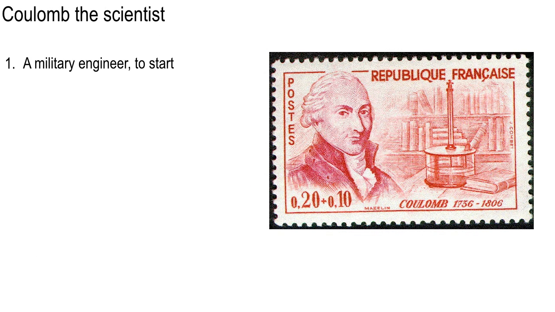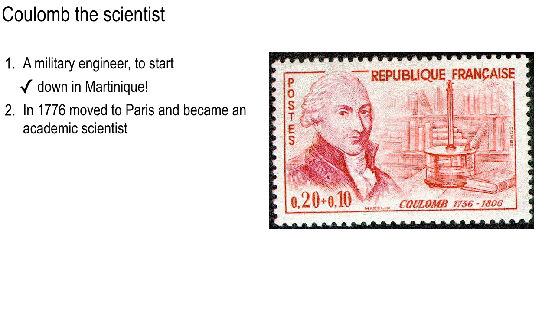Okay, let's talk about the Coulomb interaction. And we'll start by talking about Coulomb himself. He was a military engineer down in Martinique in the Caribbean. And in the year of independence, 1776, he moved to Paris right into the middle of the French Revolution, but he became an academic scientist there and very successful.